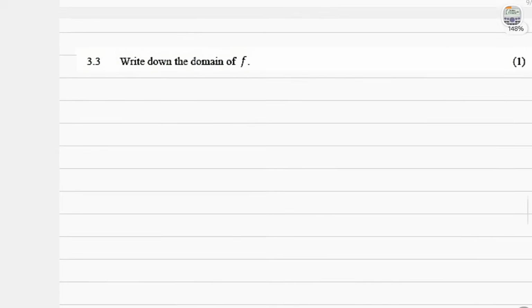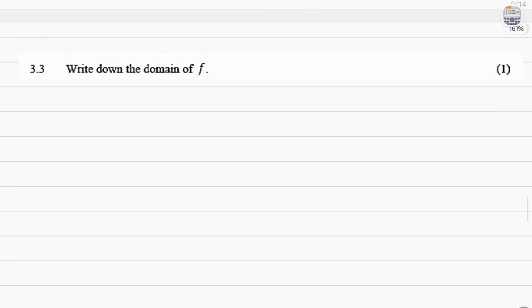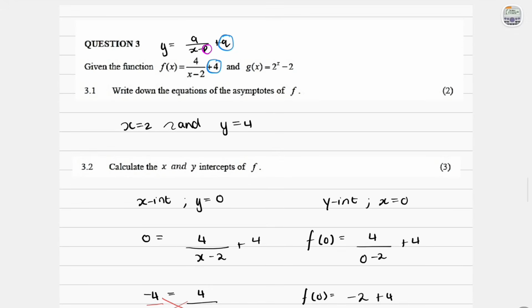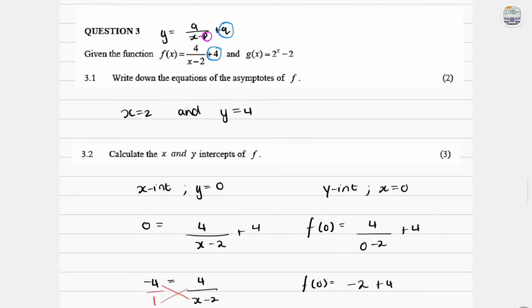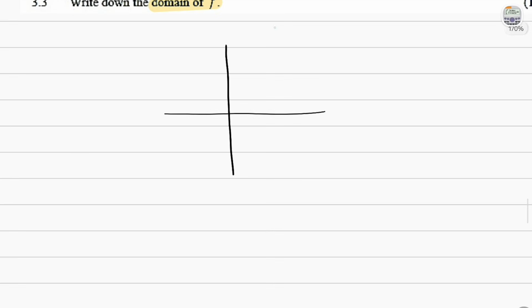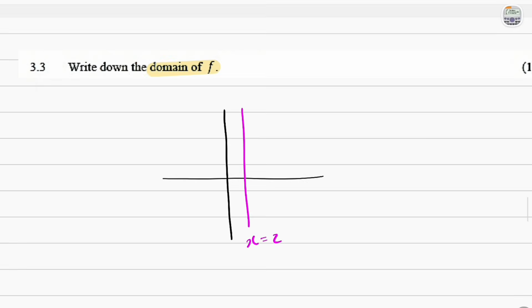Question 3.3 says, write down the domain of f. So the domain refers to all the possible x values of a graph. So the graph of f is a hyperbola. And with the hyperbola, remember we know the vertical and horizontal asymptote, x equals 2, y equals 4. So if we have this graph and we know the vertical one is x is equal to 2, right? And the horizontal is y is equal to 4.